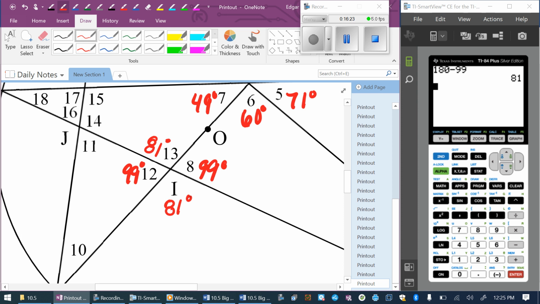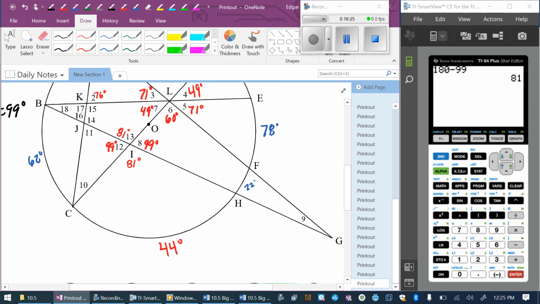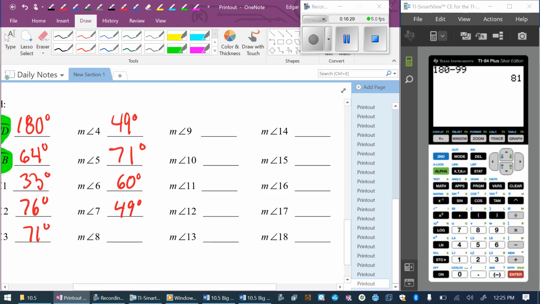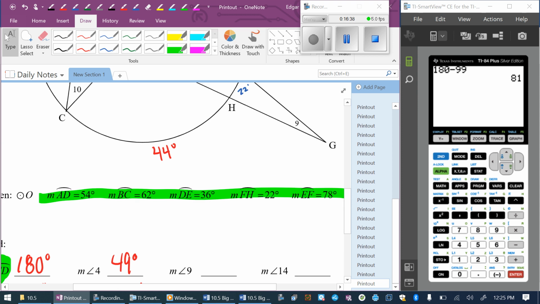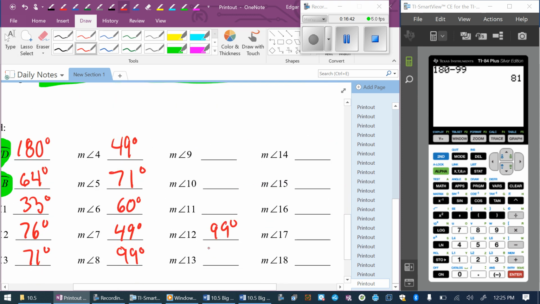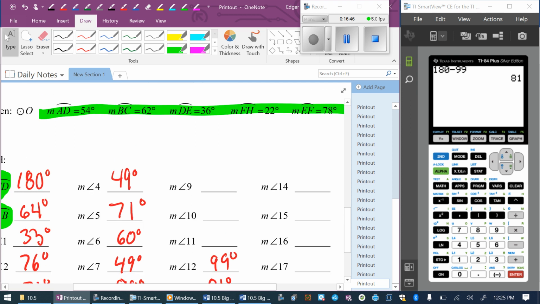Okay, so we found out 3 angles here, guys. Let's go ahead and label all of them. So 8 was 99, 12 was 99, and we also found the measure of angle 13, which was 81. Okay, so we're getting closer. All right. Next one. Let's see. Let's go for number 9.